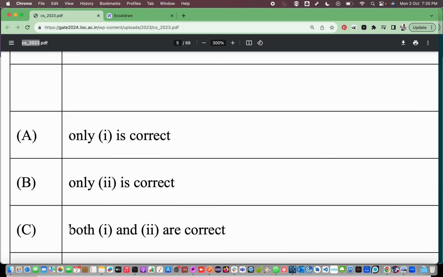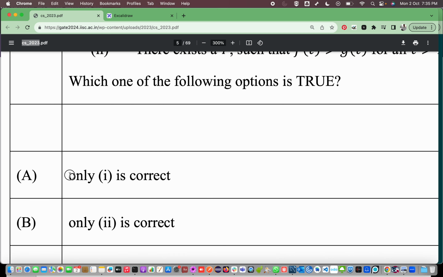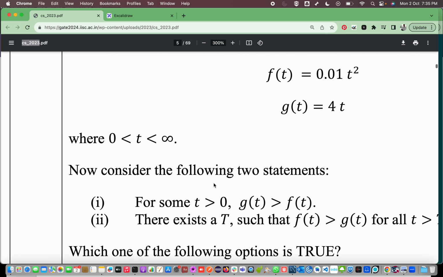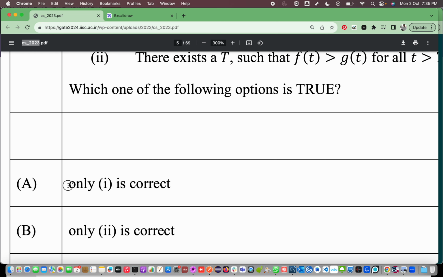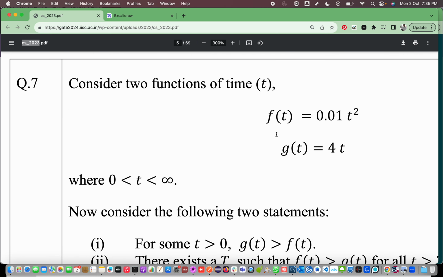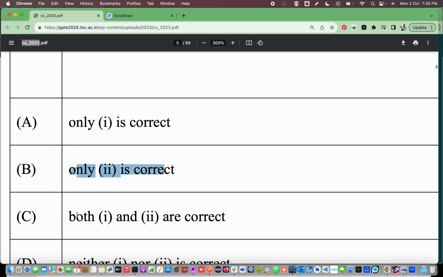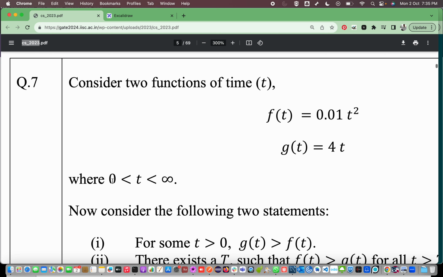In this question, both 1 and 2 statements are correct. When will either choice A or choice B be the answer? If one equation always dominates the other, only 1 is correct or only 2 is correct, either one will be the answer. In this case, after a cutoff point, the domination changes from one function to another. So both 1 and 2 are correct. All right, I hope we have analyzed enough.